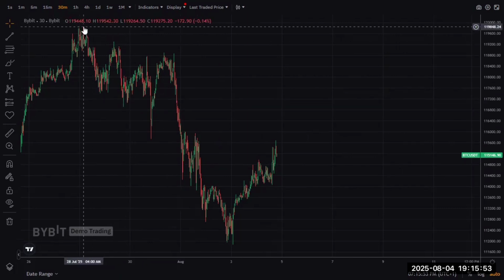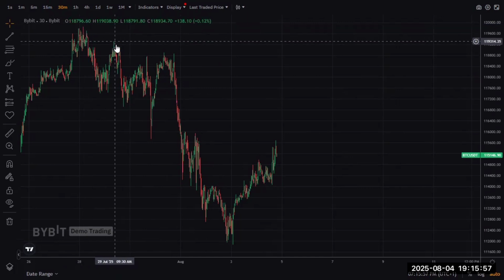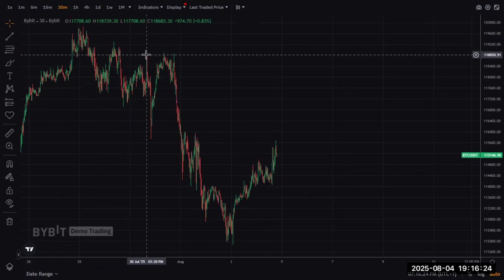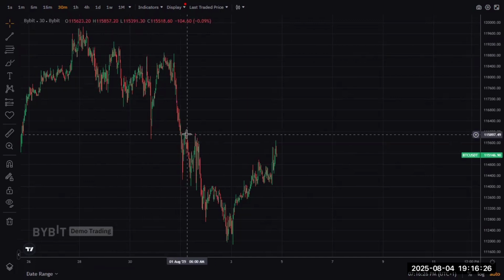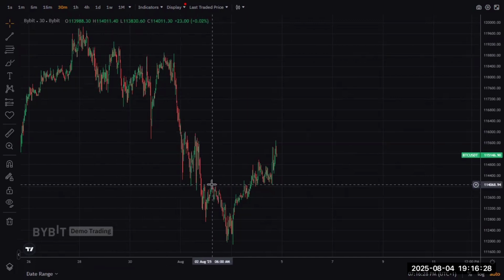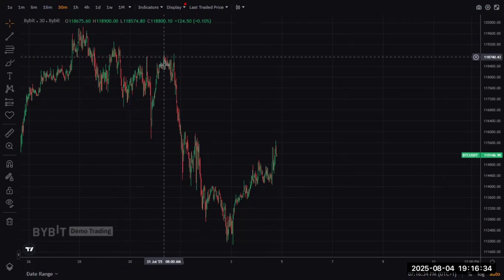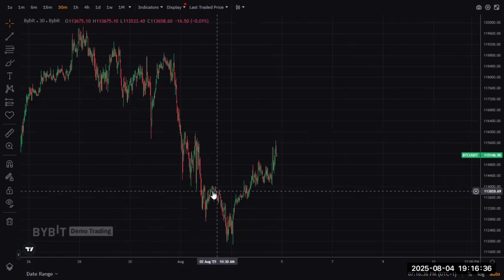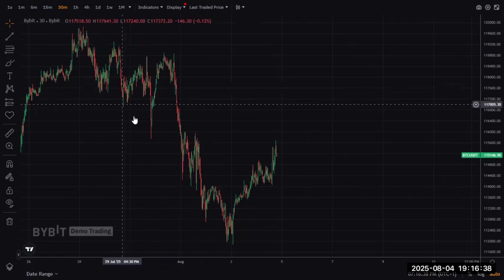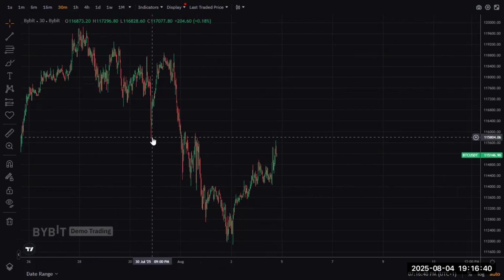This high was formed, but another one could not form above it. Rather, a lower high was formed, another lower high, and another lower high. So whenever you see the market forming lower highs and lower lows around here, then we have a downtrend.